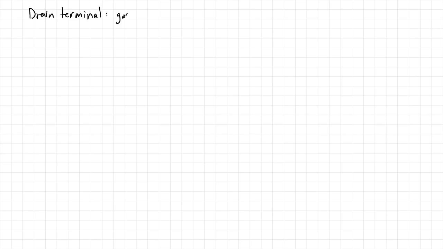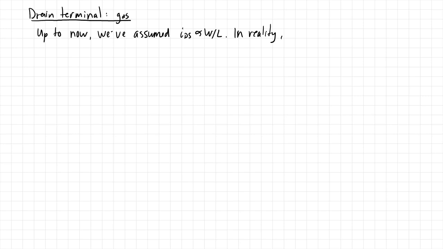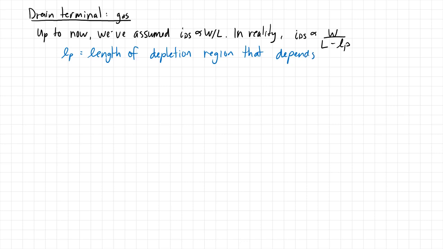To compute GDS. Okay, now up to now, we've assumed that IDS is proportional to W over L. In reality, things are always a little bit more complicated than our simple first order equations indicate. IDS is proportional to W over capital L minus little LP, where LP is the length of the depletion region that depends on VDS. And effectively, this is due to channel length modulation.